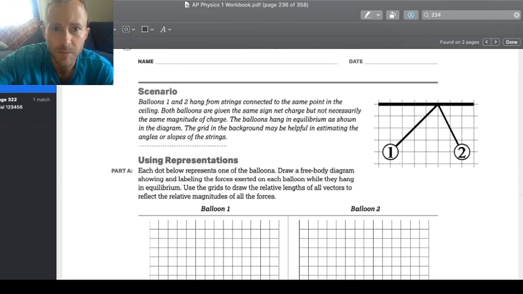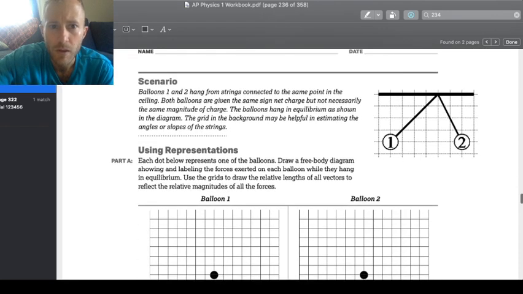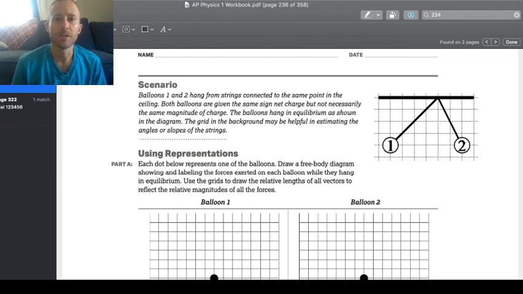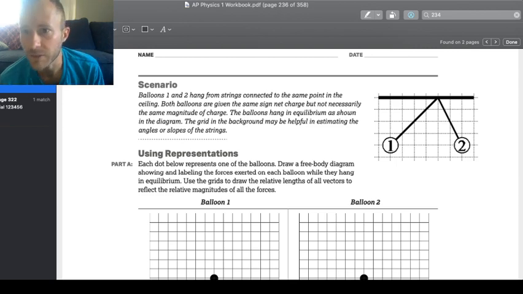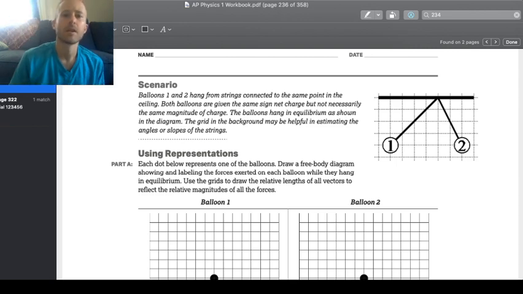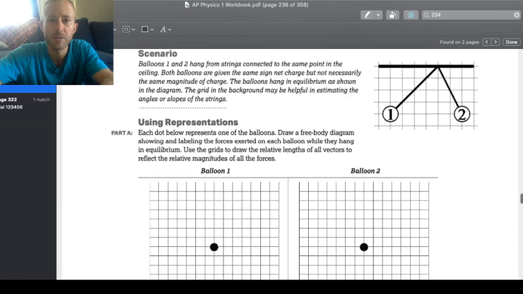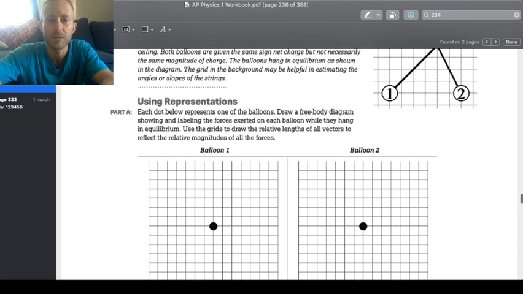So looking at the problem, the scenario is balloons 1 and 2 hang from strings connected to the same point in the ceiling. Both balloons are given the same sign net charge, but not necessarily the same magnitude of charge. The balloons hang in equilibrium as shown in the diagram. The grid in the background may be useful in estimating the angles or slopes of the strings. Each dot below represents one of the balloons. Draw a free body diagram showing and labeling the forces exerted on each balloon while they hang in equilibrium.